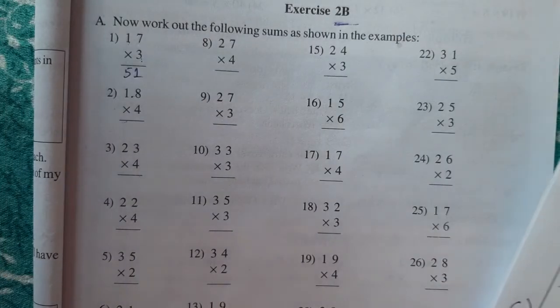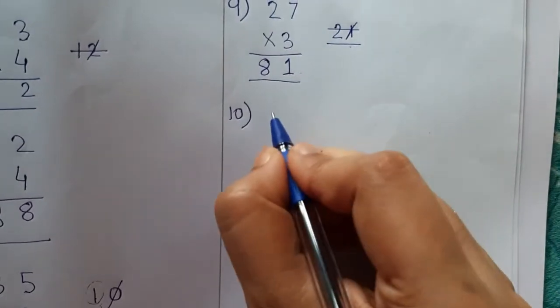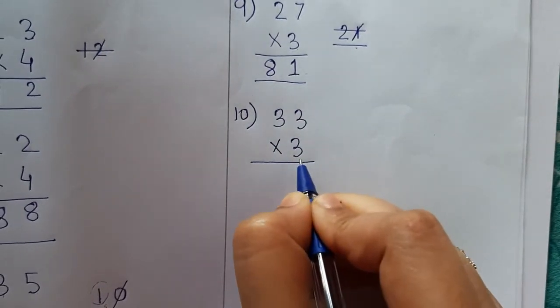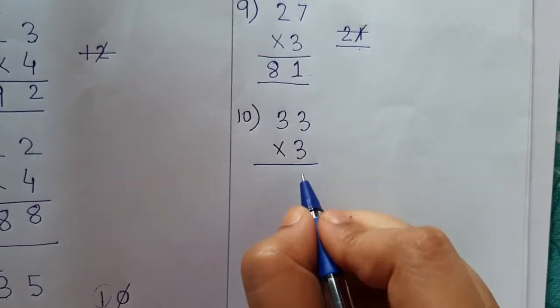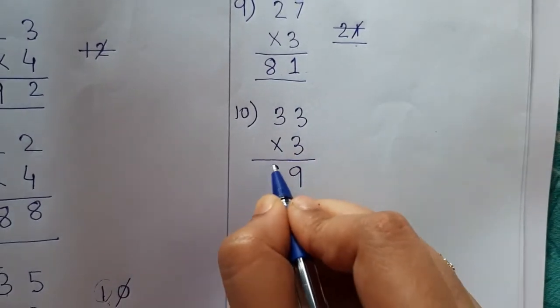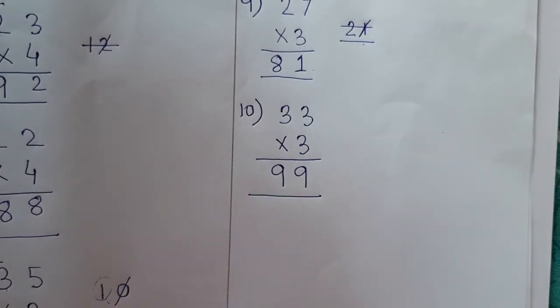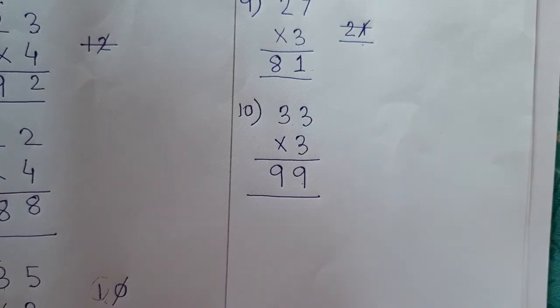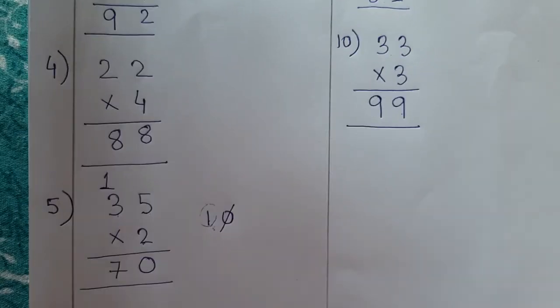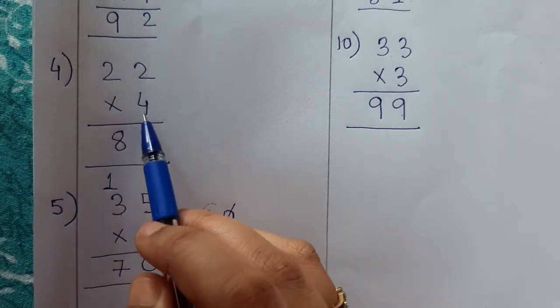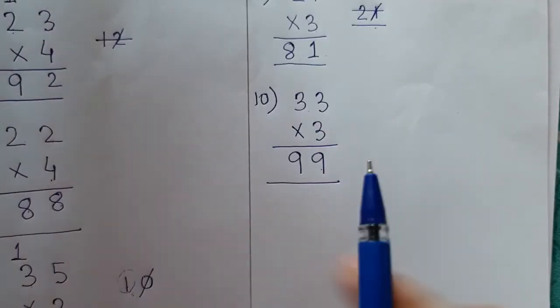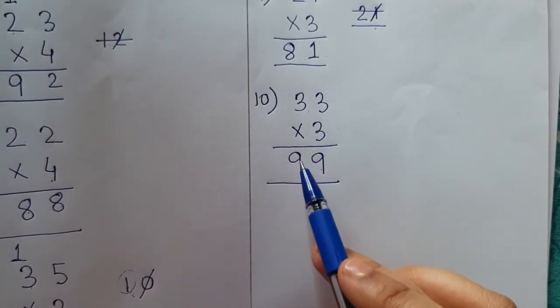Question number 10 is 33 into 3. This is also easy. 3 3s are 9. 3 3s are 9. Done. Easy. We only took 2 to 3 seconds to complete this sum. See here, we did 22 into 4. 4 2s are 8. Here 3 3s are 9 and 3 3s are 9.